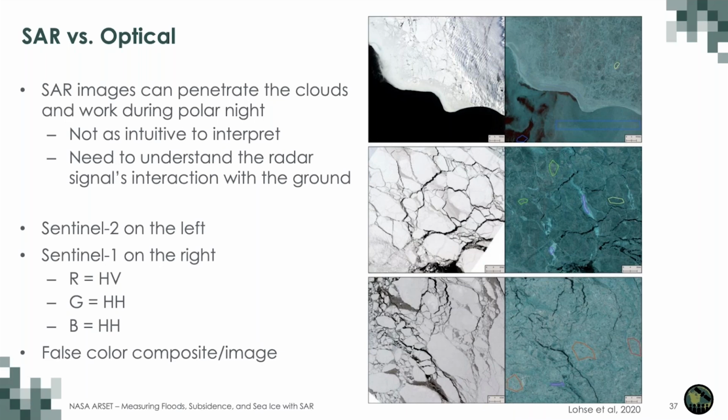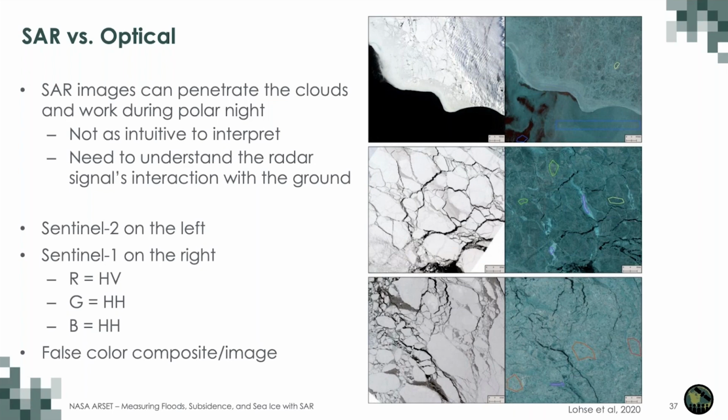The SAR images are therefore essential if you want to have high resolution, cover large areas, and at the same time have year-round coverage. But the SAR is not easy to intuitively interpret, and we need to understand how the radar signal interacts with the ground. So here you can see on the right we have some SAR images, and on the left we have some optical Sentinel-2 images.